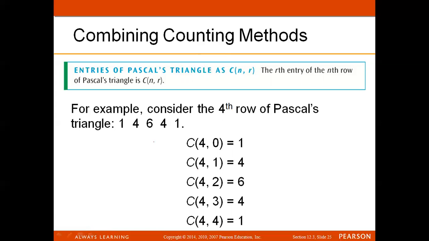So the combination of 4 choose 0 is 1. Combination 4 choose 1 is 4. Combination 4 choose 2 is 6. Combination 4 choose 3 is 4. Combination 4 choose 4 is 1.